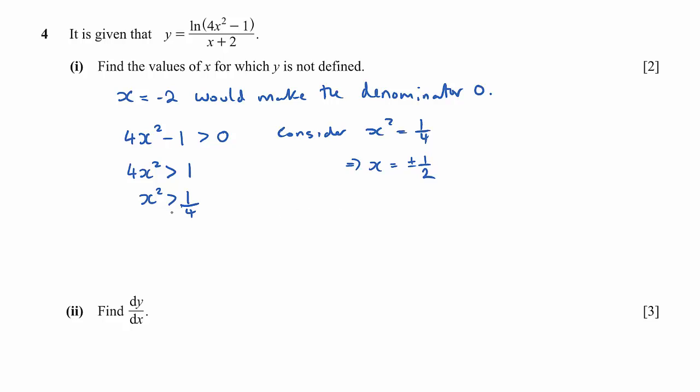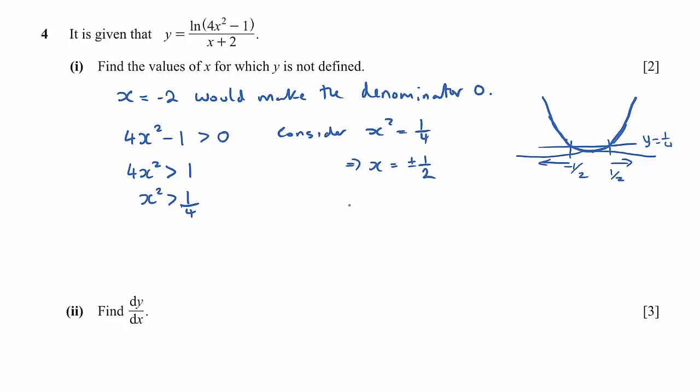So let's just think about this. Here's x squared, and a quarter would be like this. And of course this would be the x-axis. This is the line y equals a quarter. And so to be bigger, it needs to be this way from negative a half and this way from a half.